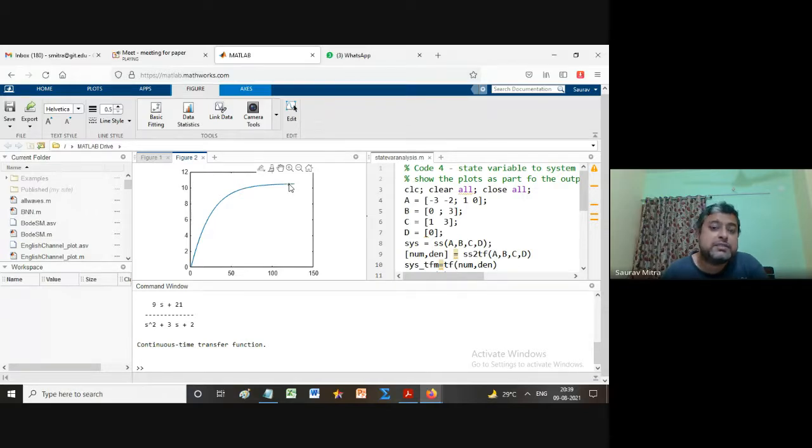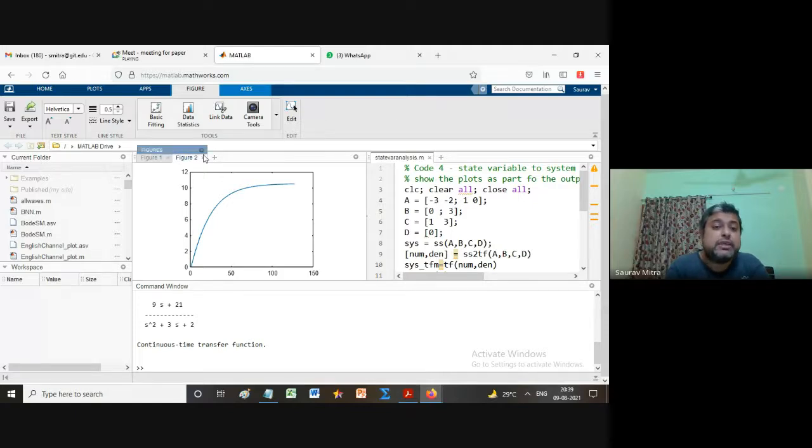Energy signal means, the first one, the impulse signal, is an energy signal. Why? Because the total area under the curve is finite. And this signal is a power signal, because it is a step response. It is a power signal. Likewise. Now a very important thing is coming.